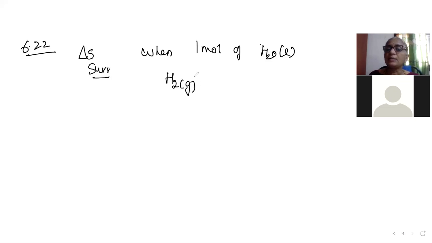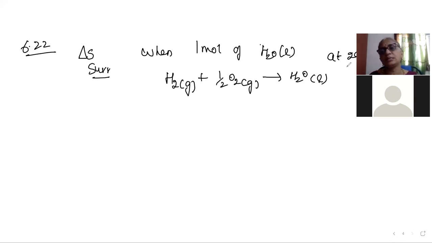Hydrogen gas. See, whenever we are writing thermodynamic equation, we have to mention the state of the reactants as well as the products and the energy change involved in the process. So H2 plus half O2 gas gives H2O liquid. Since it is a standard state, meaning 298 Kelvin, what will be the state of water? It will be liquid state. Only at 373 Kelvin, it will become vapor, right? So when the temperature is mentioned as 373 or above, you have to take water in the gaseous state. So at 298 Kelvin, you will take it in the liquid state, right?